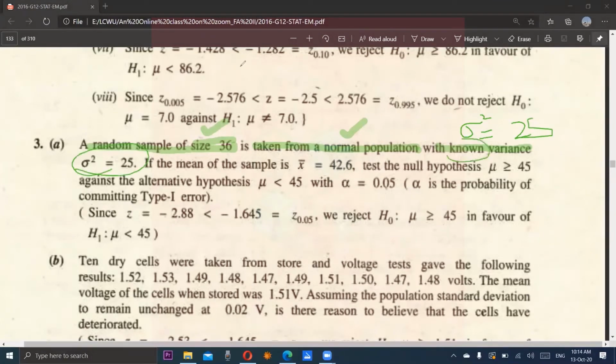So sigma will be 5. Known means you have to write sigma square is equal to the specified value, which is 25. And the mean is x bar, 42.6. The null hypothesis is clearly mentioned against the alternative hypothesis clearly mentioned, and alpha is 0.05. Alpha is the probability of committing type 1 error.